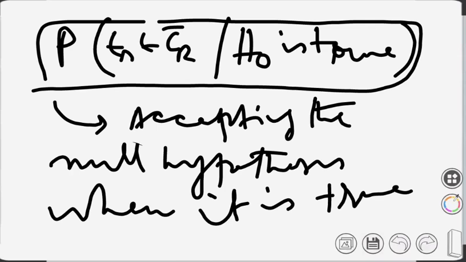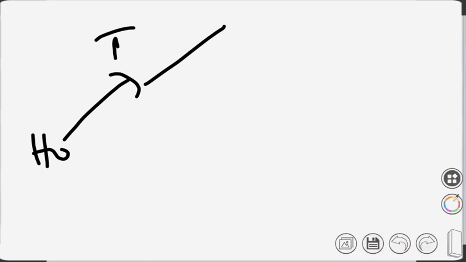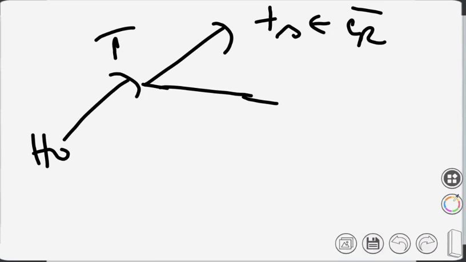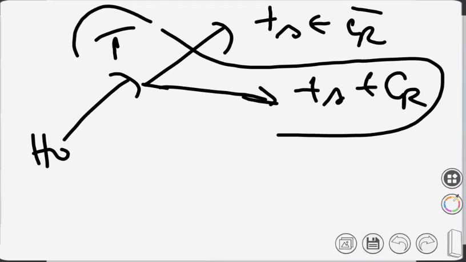Now look at the second part. So H0 true, TS belongs to CR bar. That was one, and the other is TS belongs to CR. Sorry, TS belongs to CR. So that's the second part. So if TS belongs to CR, then what will happen?